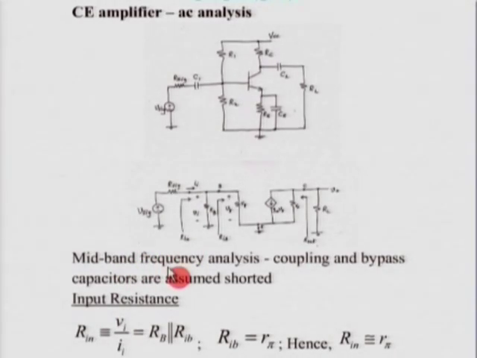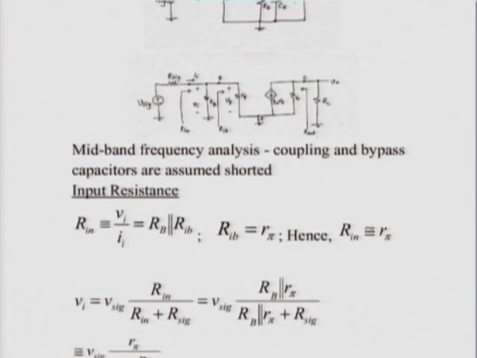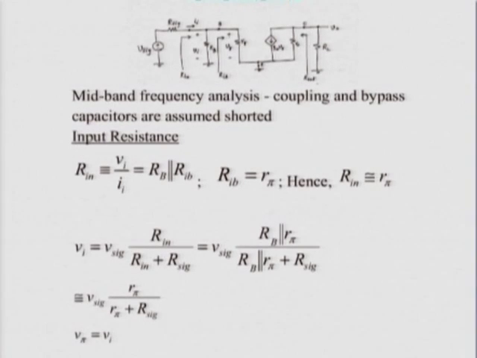Now, midband frequency is the region where the frequency response is flat or the gain is constant. So, we assume that in this particular region, the coupling capacitors as well as CE are short circuits, their impedances are negligible, and the device capacitances are open circuits. So, when we talk about an AC analysis, we are talking about the midband analysis. Again, let us look at the equivalent circuit and try to get some expressions for the amplifier parameters.